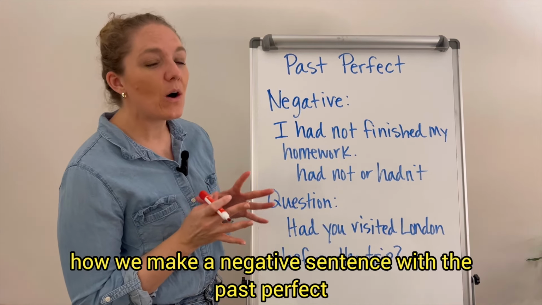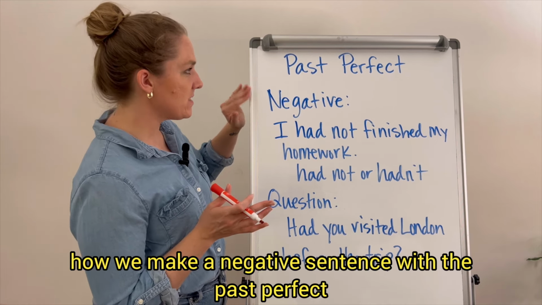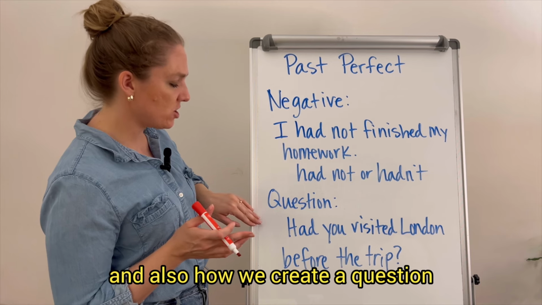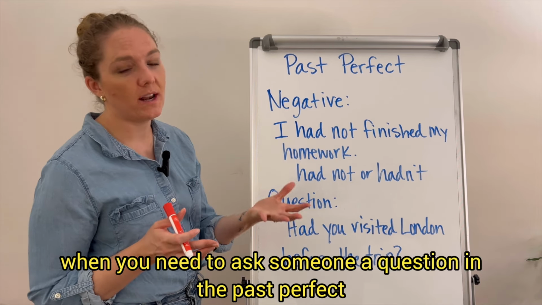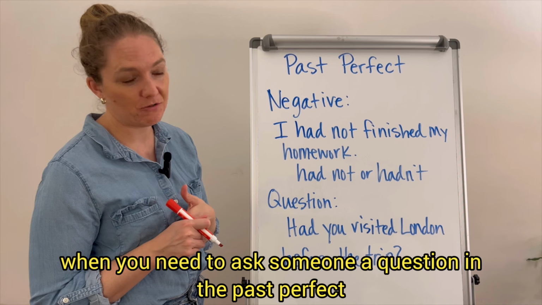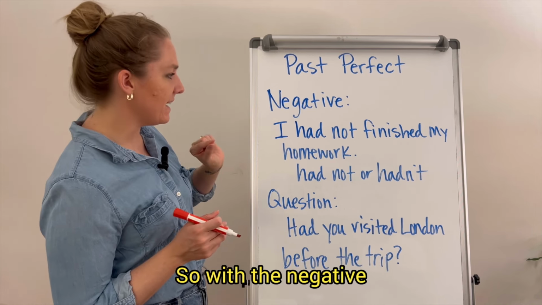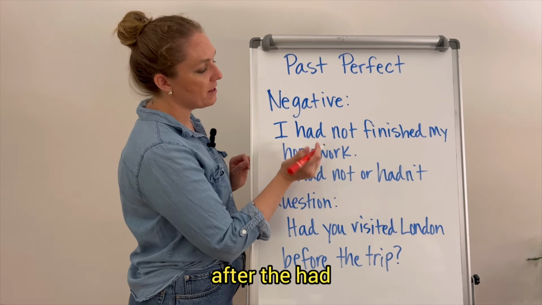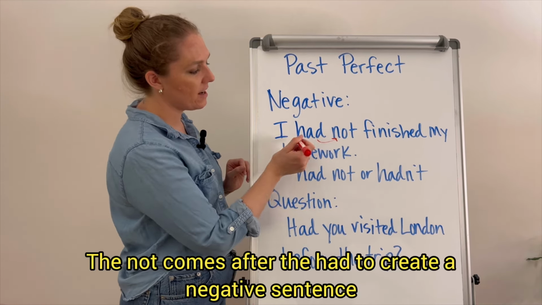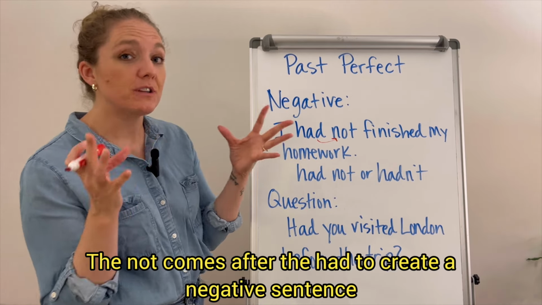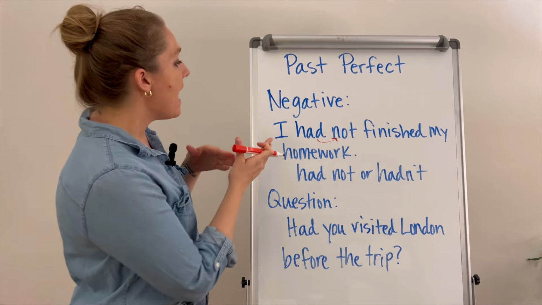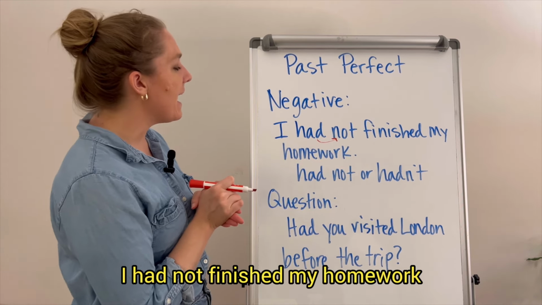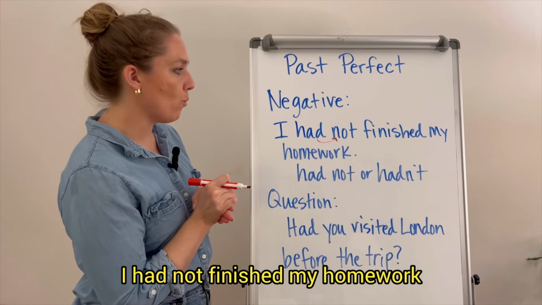Okay, so here is how we make a negative sentence with the past perfect, and also how we create a question when you need to ask someone a question in the past perfect. So with the negative, we simply add not after the had. The not comes after the had to create a negative sentence. I had not finished my homework.